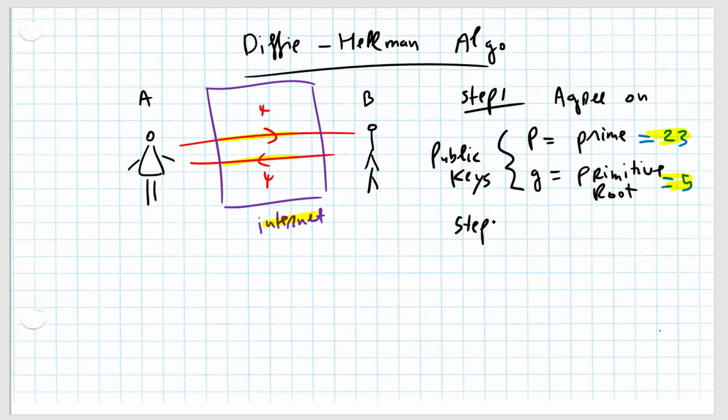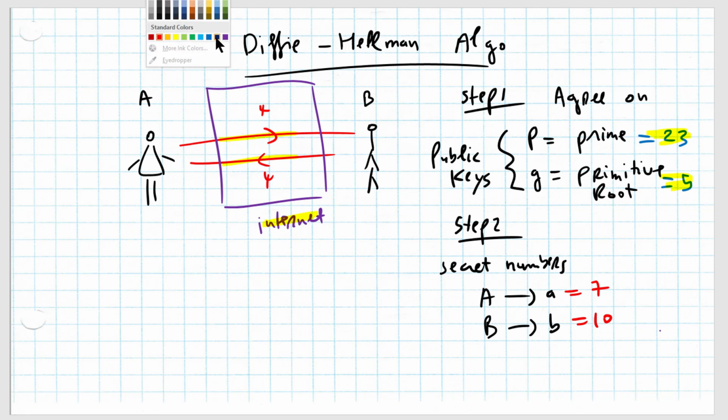Step 2, and this is the most important part. A has to choose a secret number. B has to choose a secret number. For A, I'm going to call it small a, and for B, small b. Let's say, for example, a equals 7. So this person chooses 7, and then B chooses 10. They are secret. If you provide this information in the public space, then that's really bad. The algorithm is not going to work.